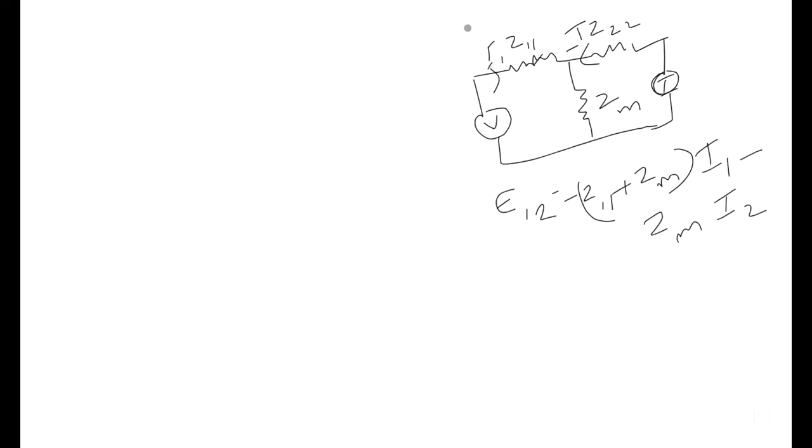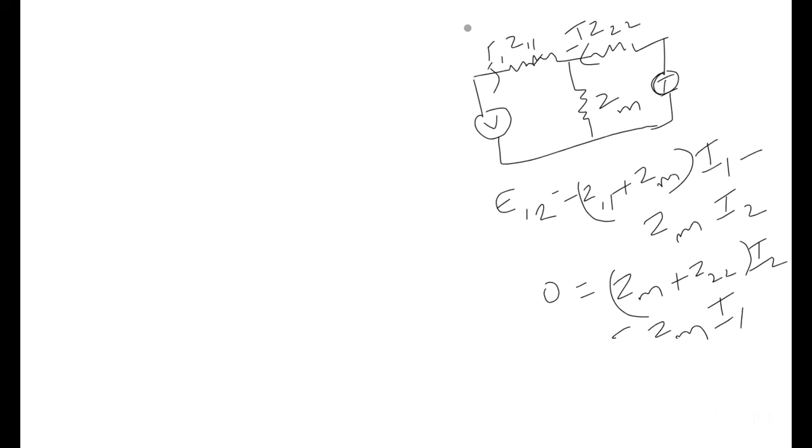Next, second mesh, second loop nunchi cheppandi. Is there voltage? There is no voltage there, so I am writing 0. 0 equal to Zm plus Z22 times of I2 minus Zm times of I1. From the second equation, I am calculating the I2 value and substituting in the first one.